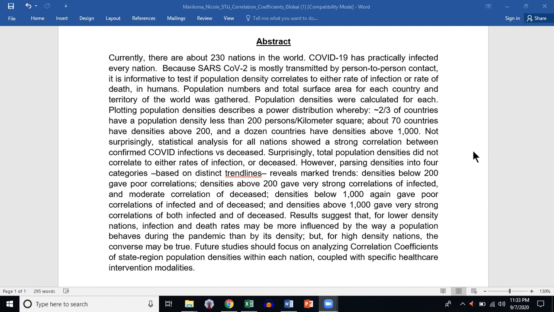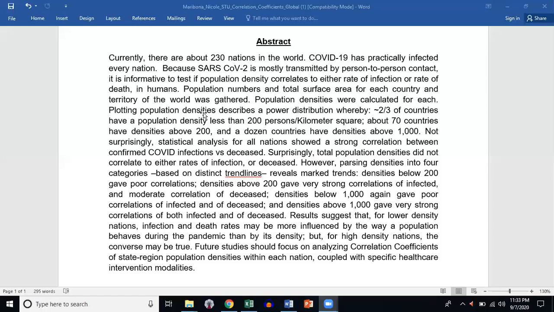Before that, I just want to reiterate the parsing of the data on the four different categories that we're going to use: the densities above and below 200 and the densities above and below 1000. Let me go to the Excel for a moment.